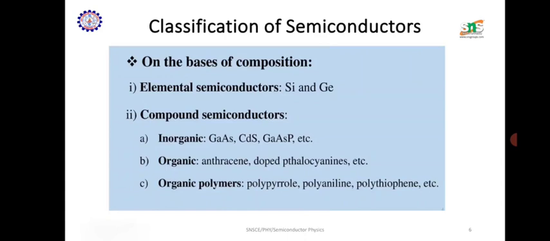If we go with compound semiconductors, a compound is a combination of two or more elements, and these can also be called direct band gap semiconductors. Here we have some inorganic examples: gallium arsenide, cadmium sulfide, and gallium arsenic phosphide. Among organic ones, there are anthracene and doped methyl cyanosis. Organic polymers include polypropyl, polyaniline, and polythiophene. These are some examples of compound semiconductors.